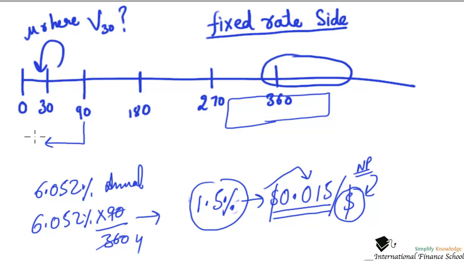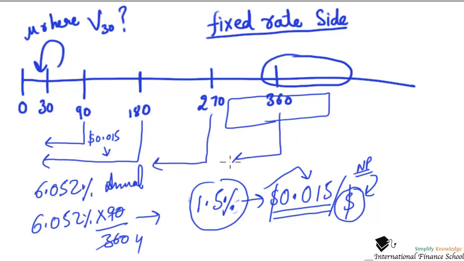This has to happen, so I say $0.015. Then the same will come out at 180, same number. Then after 270, after 360. So the same has to be paid because it's the fixed rate side, they are paying the same $0.015. Now I need to find the present value of these numbers, right?